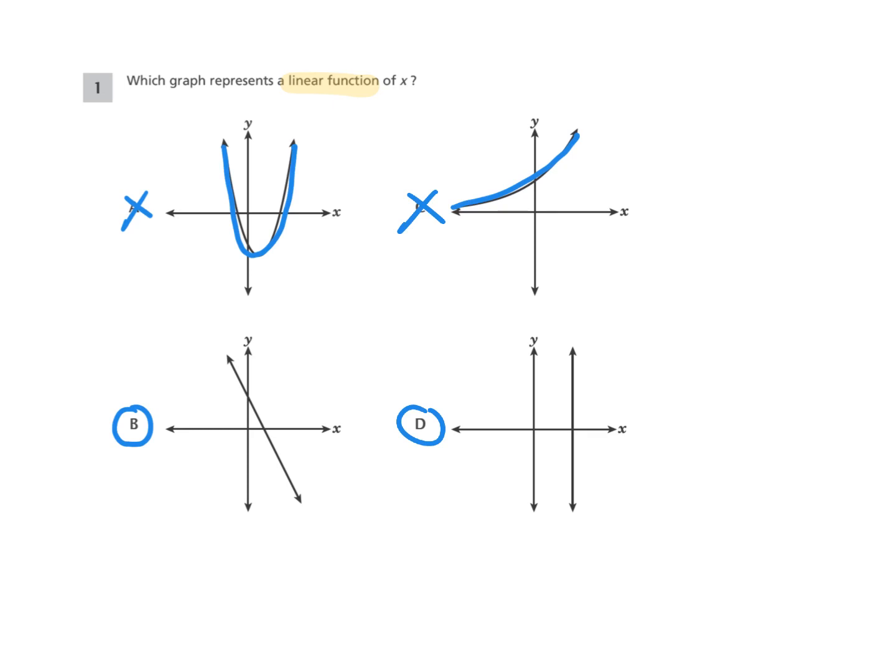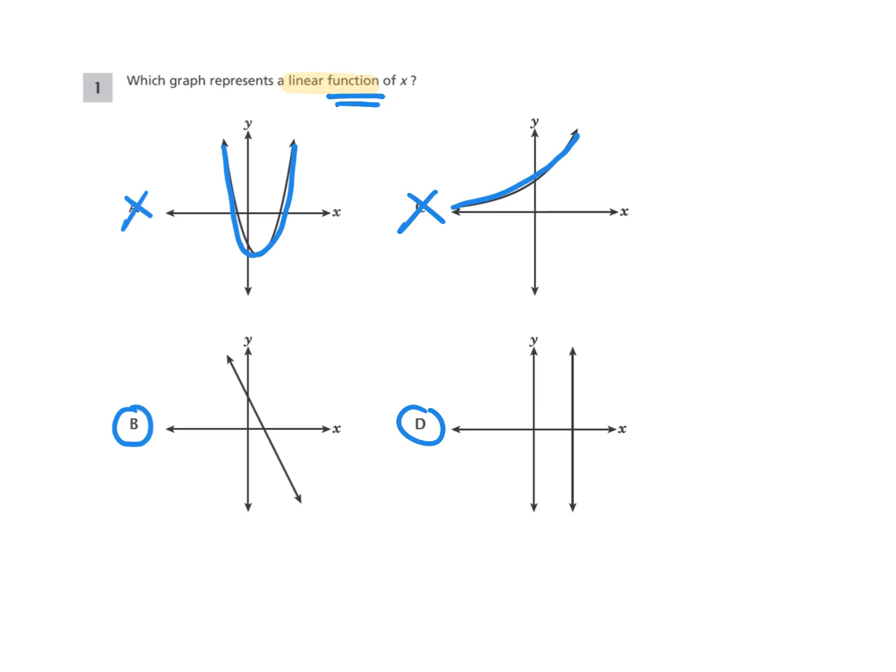We all know that there can't be two answers to a question, especially a multiple choice one. So we have to go back to our original question and reread. Which graph represents a linear function of x? Okay, so if it just said a linear graph or equation, then B and D could both work. But because it says function, one of these is not a function. Can we see which ones?